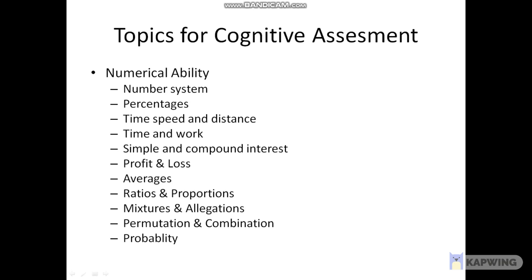The next one is from the simple interest and the compound interest. Then the profit and the loss. Averages, ratio and proportion, mixtures and allegations, permutation, combination, and probability. So all these are included in the numerical ability.